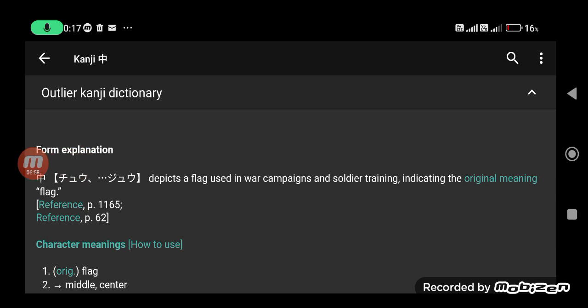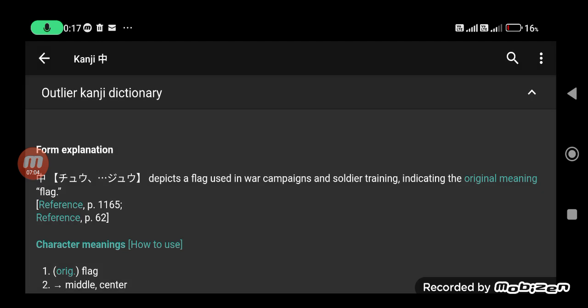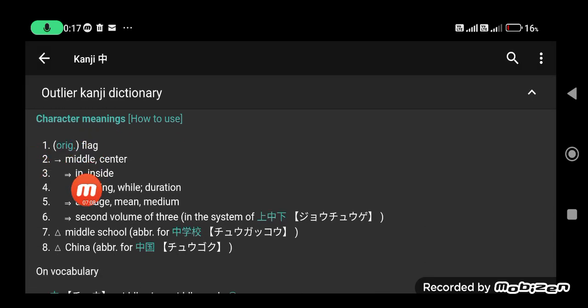The reference here is this Chinese book. The character's original meaning, used in really ancient China, is flag.